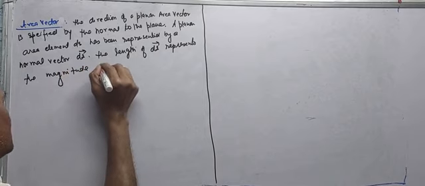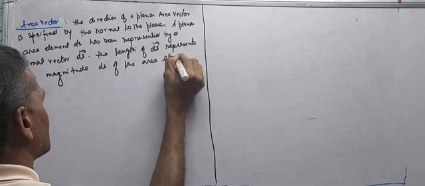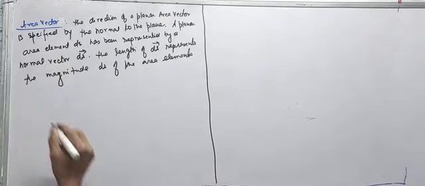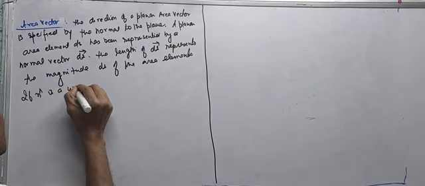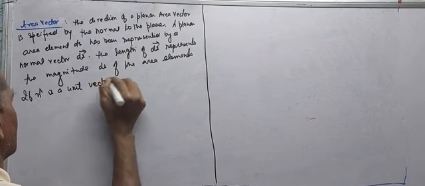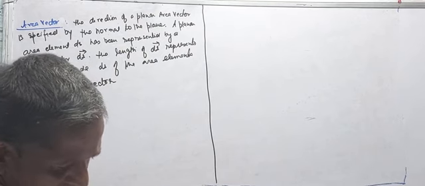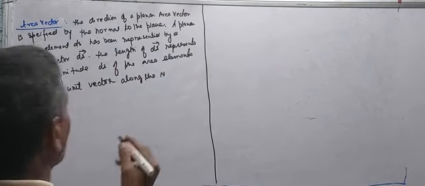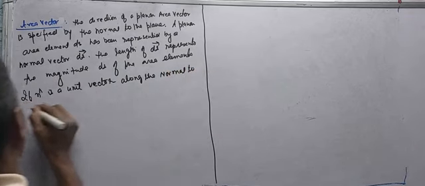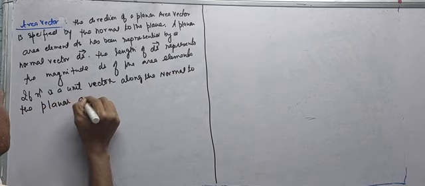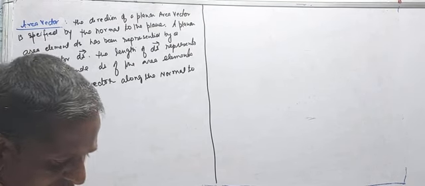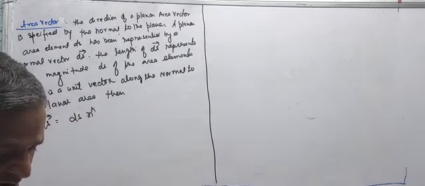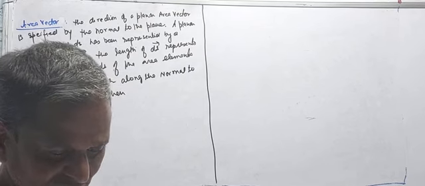If n cap is a unit vector along the normal to the planar area, then ds vector equals ds into n cap.